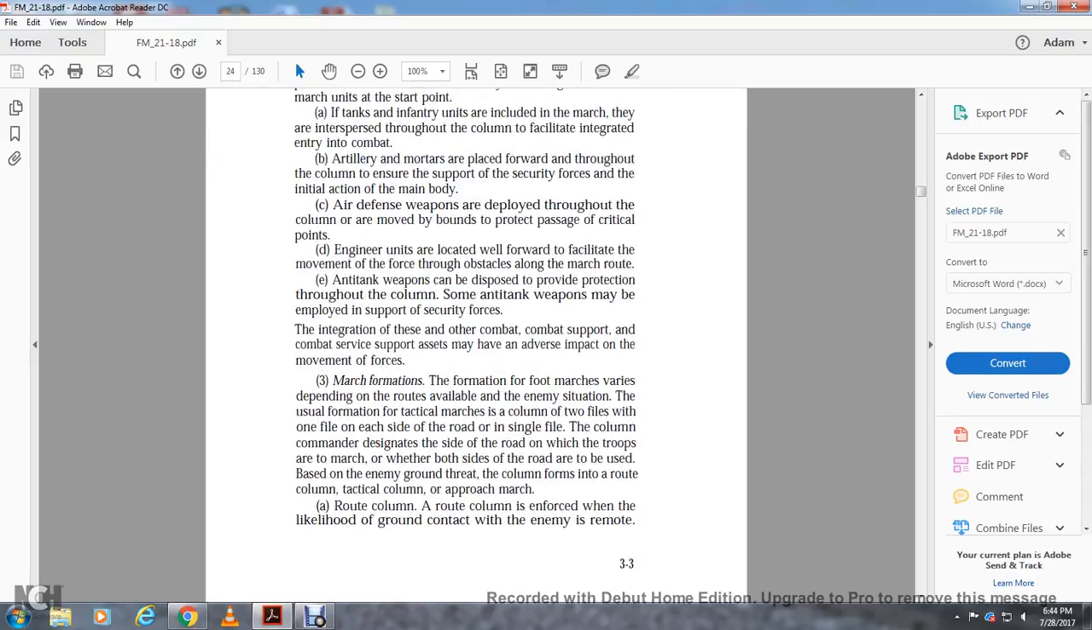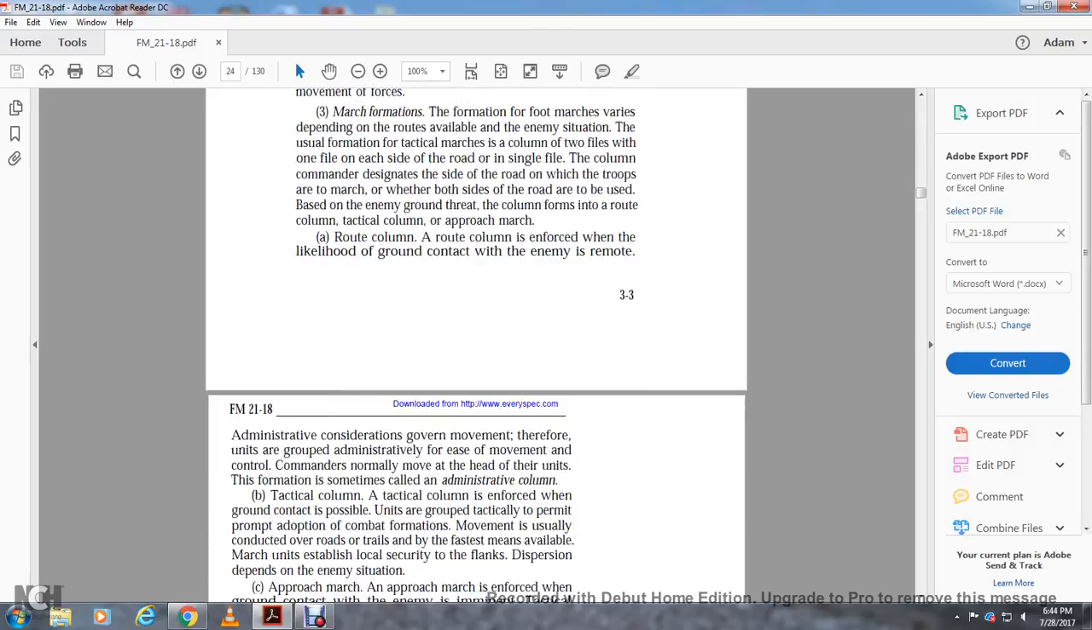March formation. The formation of the foot march varies depending on the routes available and the enemy situation. The usual formation of the tactical march is a column with two files, one on each side of the road, with the column commander in a single file designated for the side of the road from which troops are marching. Whether both sides of the road are to be used depends on the enemy. Off the road, the column forms into the route column, tactical column, and approach march. The route column is used when the likelihood of ground contact with the enemy is remote.